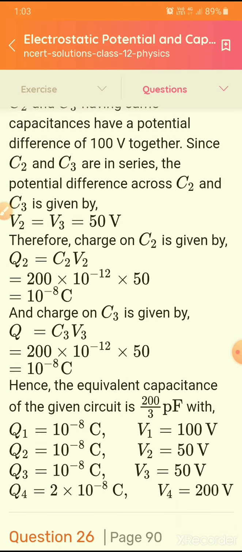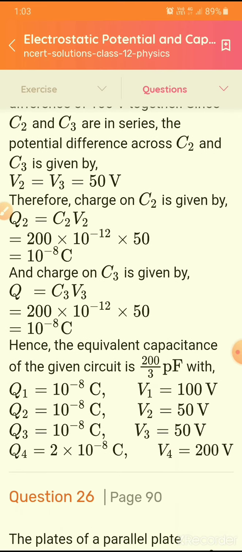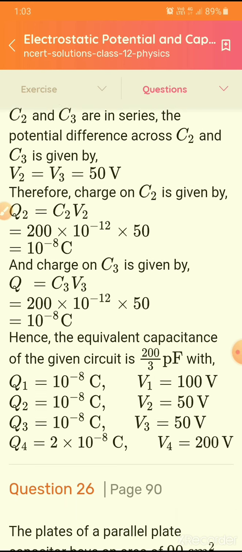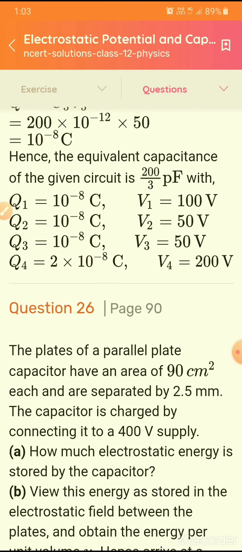Hence the equivalent capacitance of the given circuit is 200 by 3 picofarads, with Q1 as 10 to the power of minus 8 coulomb, V1 as 100 volts, Q2 as 10 to the power of minus 8 coulomb, and Q3 also 10 to the power of minus 8 coulomb. Q4 will be 2 into 10 to the power of minus 8 coulombs. V1 is 100 volts, V2 is 50 volts, V3 is 50 volts, V4 is 200 volts. So we have found all the values for this sum. Then we can go for the 26th sum.